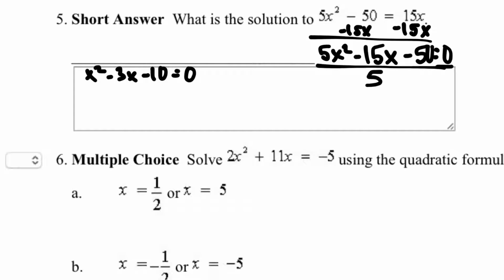I'm also dividing by 5 on the right side. And 0 divided by 5 is just 0. So that 5 is basically gone. You don't need it. Now at this point you make a decision.